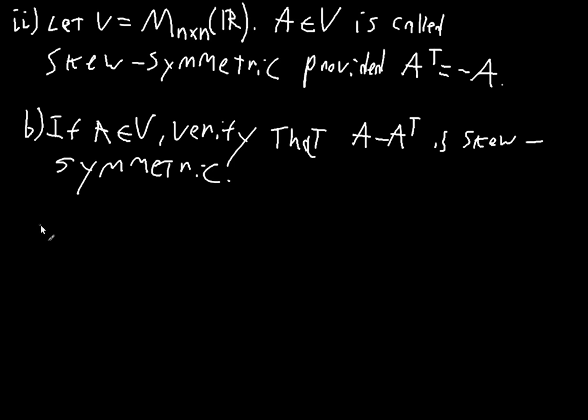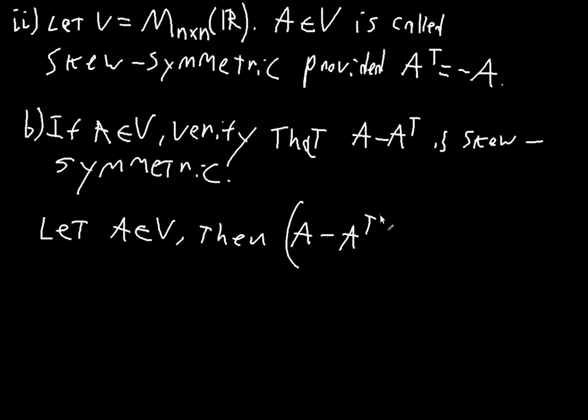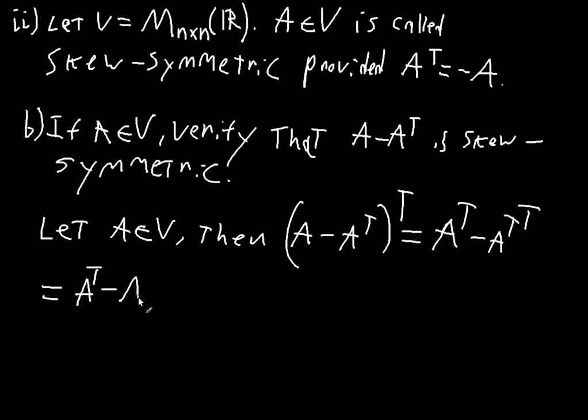Okay. So if we say, let's go ahead and let A be inside of V, then A minus A transpose, if we apply the transpose to that guy, what are we going to get? Well, the transpose breaks up over addition, and this is kind of like addition. So we get A transpose minus A transpose transpose. We also know that transpose transpose leaves things alone, so we get A transpose minus A.